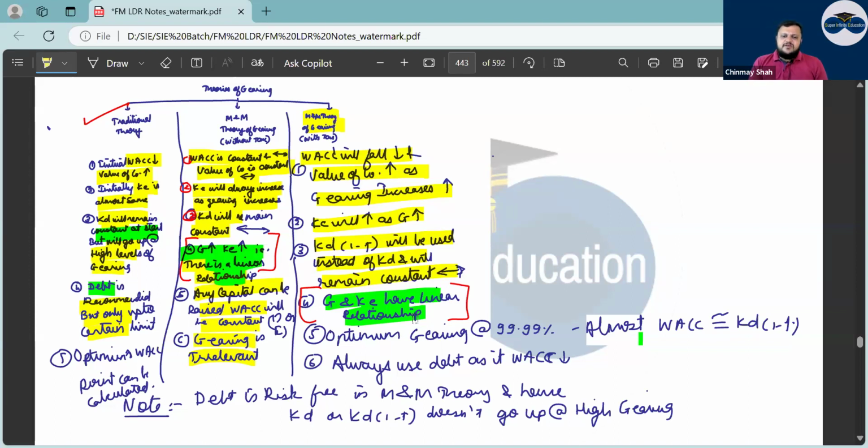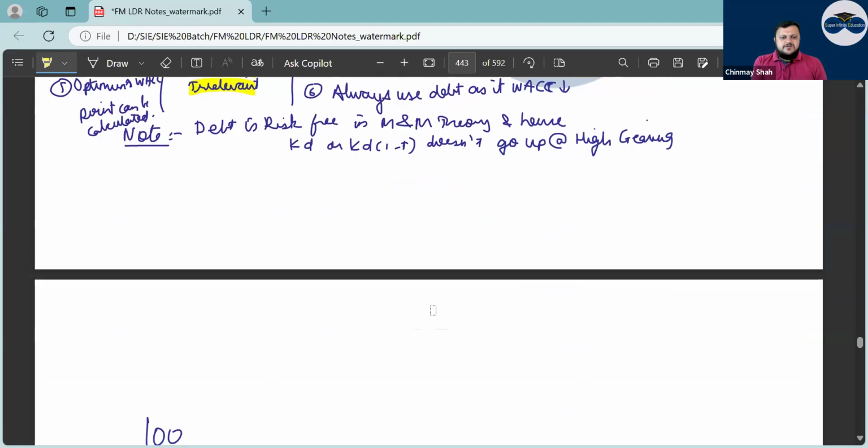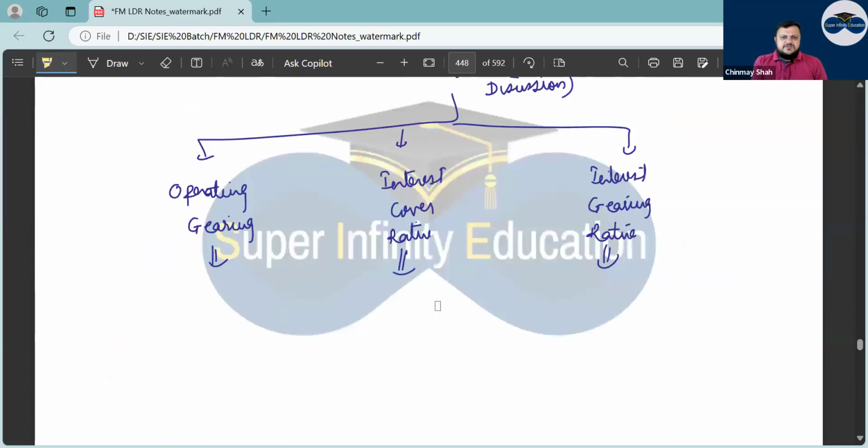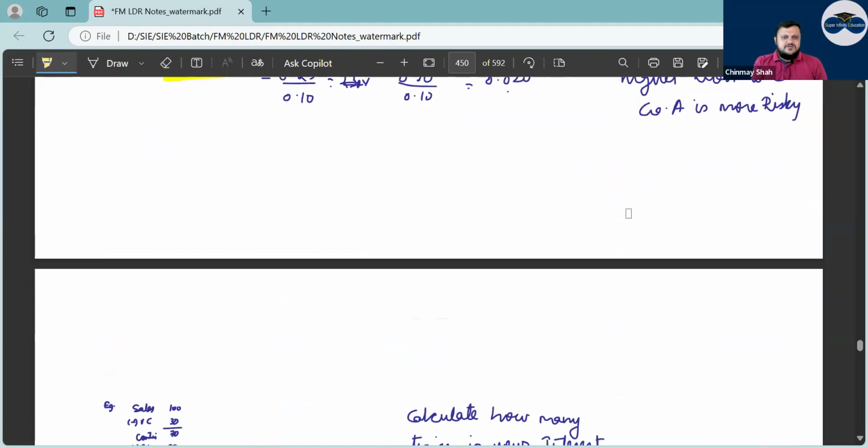Debt is risk free in M&M theory, and hence KD or KD(1 minus tax rate) doesn't go up at high gearing. In M&M theory the assumption is it cannot go up, but traditionally, or in reality, it will go up. I think with WACC, gearing is also there: operating gearing, interest cover ratio, and interest gearing ratio.